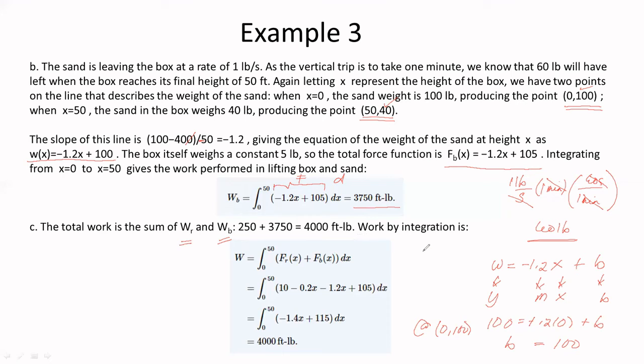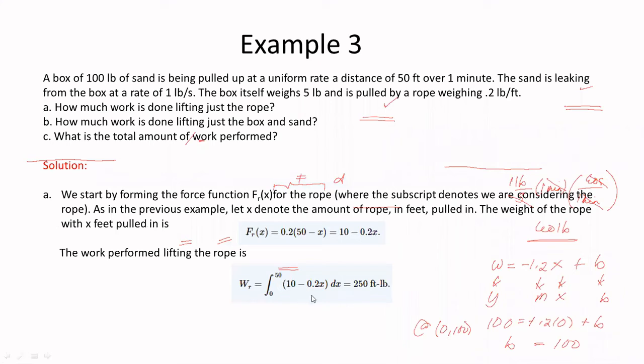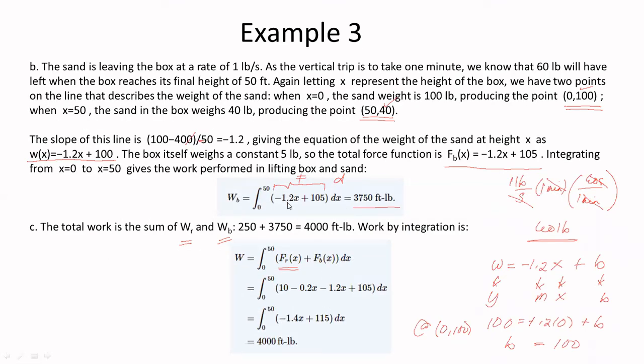So if you did the integration as a whole, meaning you did not separately solve A and B, then the expression for the rope force, which we had a while ago, and I'd like to go back to that. This is the expression for the force for the rope, 10 minus 0.2x. We add to that the expression for the force for the box and the sand, which is negative 1.2x plus 105. All will be displaced by a distance dx. Our integral will have a limit from 0 to 50. The answer would still be the same. So either you do separate computation for the work done in pulling up the rope and the work done in pulling up the box with the sand, or you do it in just one computation like this, your answer would still be the same.